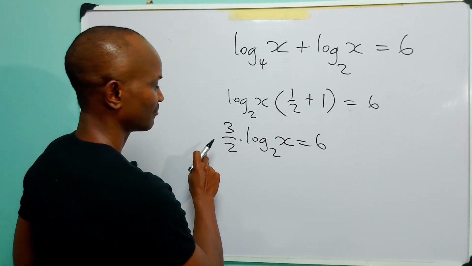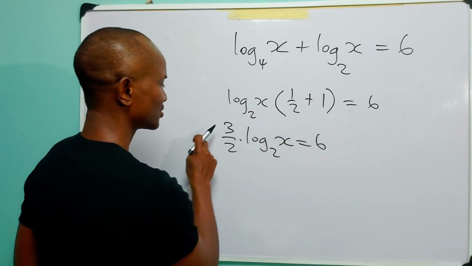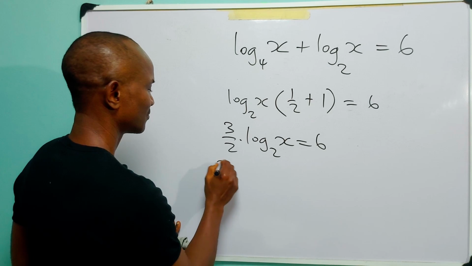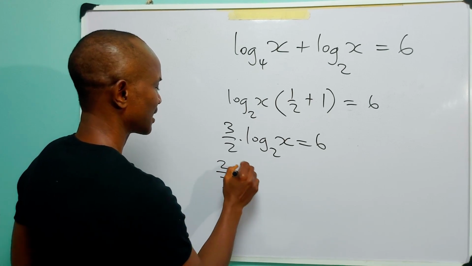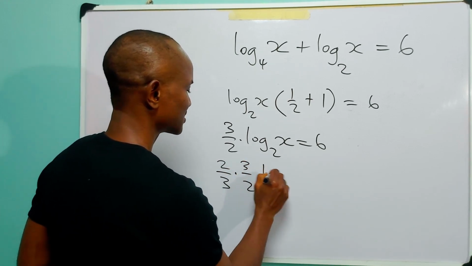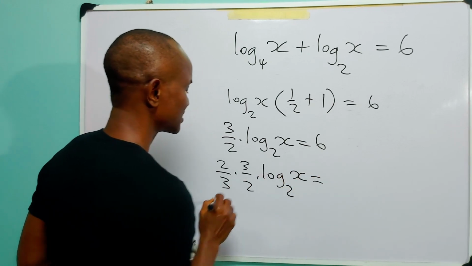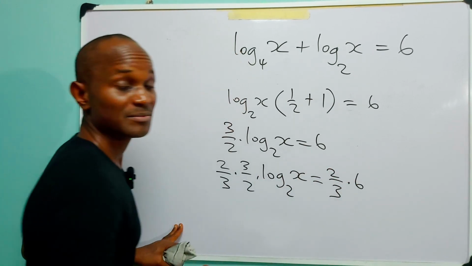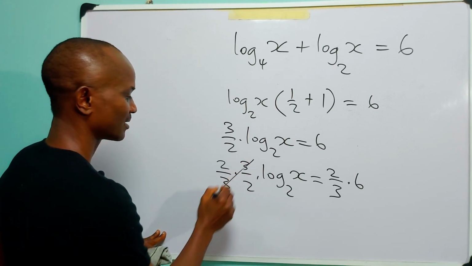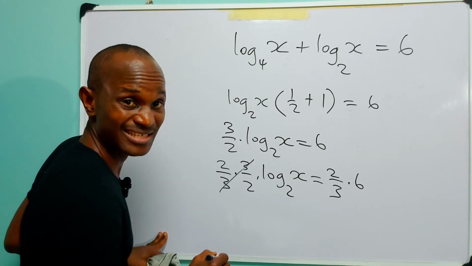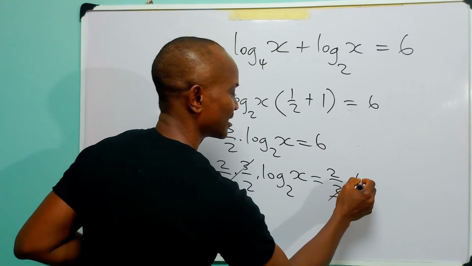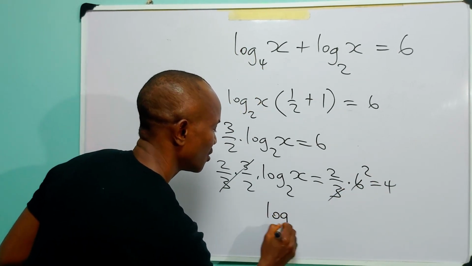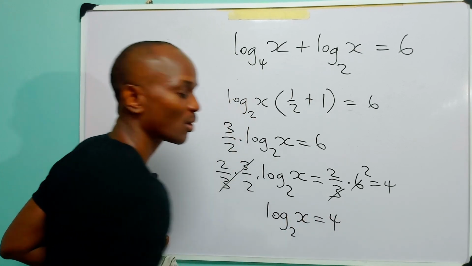Next, we multiply both sides of this equation by 2 and we divide by 3. So we have that 2 over 3 times 3 over 2 times log to base 2 of x is equal to 2 over 3 times 6. This leaves that as 1, and 6 divided by 3 is 2, so this is equal to 4. So we have that log to base 2 of x is equal to 4.